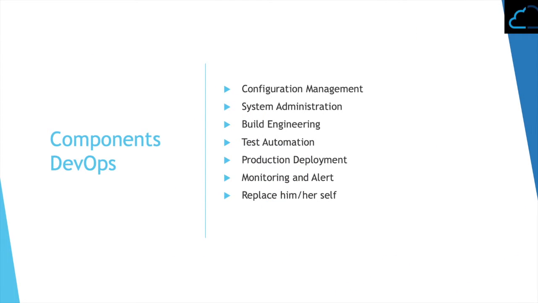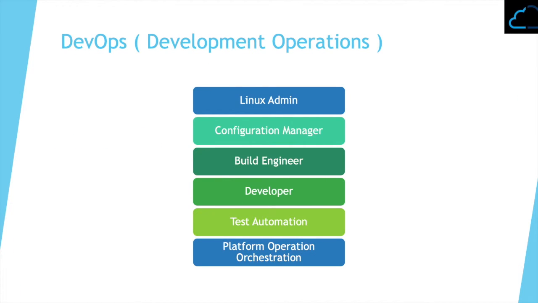Some of the components of DevOps are configuration management, system administration, build engineering, test automation, production deployment, monitoring, alerting, and so on. A DevOps engineer can probably replace him or herself over a period of time, because you are trying to automate all these jobs I mentioned into one job. So a DevOps job typically looks like you have to be wearing multiple hats at the same time. You have to be a Linux administrator, you have to have an understanding of configuration management, which means knowledge of Git and workflow management, and build engineering. You should be able to do compilation and understand what code compilation or linking is. Take an example of Java Maven, or you're talking about the GCC compiler in C.